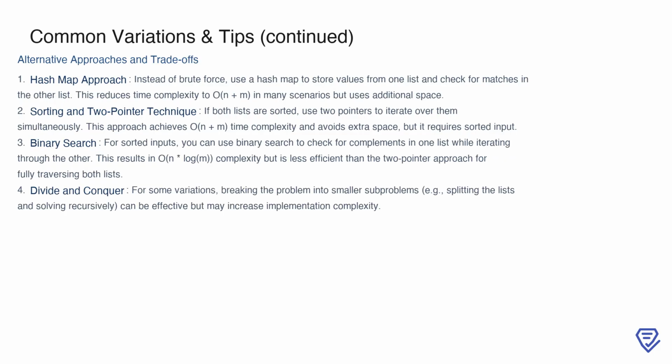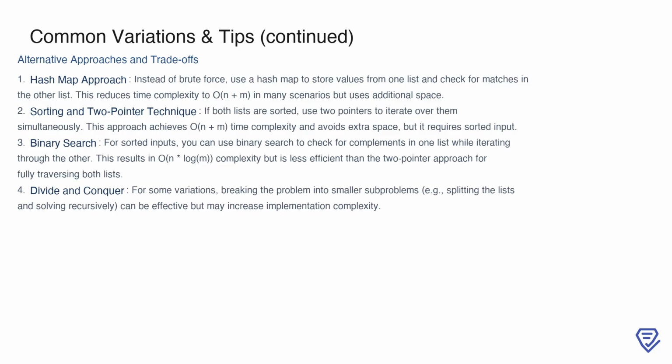Now, let's discuss some alternative approaches and the trade-offs they involve. A common method is the hash map approach, where you store values from one list in a hash map and check for matches in the other list. This typically reduces the time complexity to O(n + m), but it does require additional space. If the input lists are sorted, the sorting and two-pointer technique is another efficient option. By iterating over both lists simultaneously with two pointers, you achieve O(n + m) time complexity while avoiding extra space. However, this approach depends on the data being sorted.